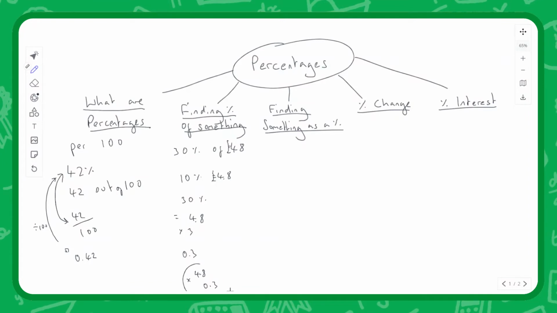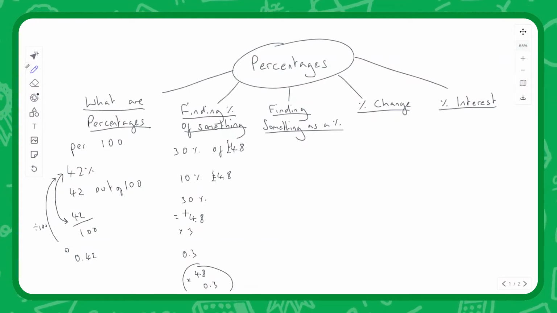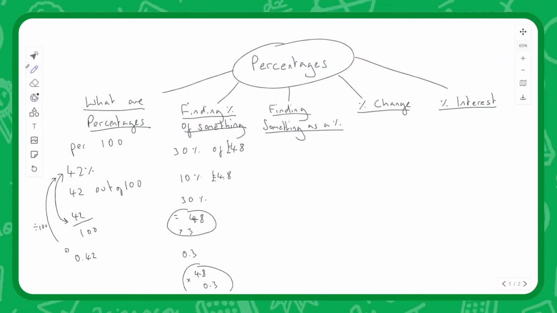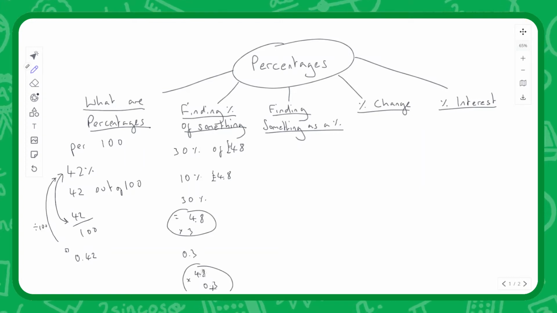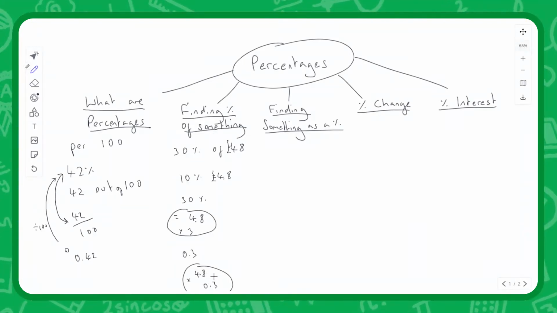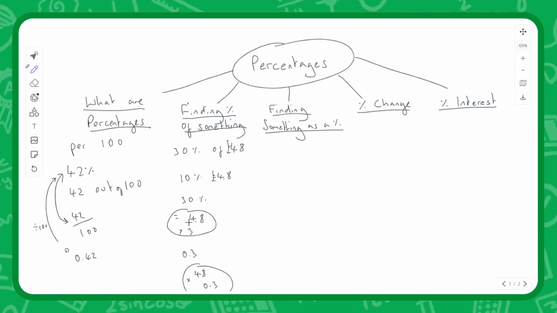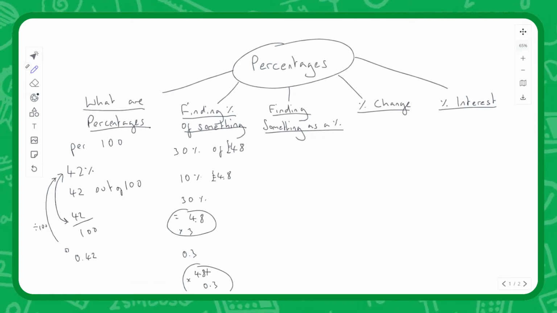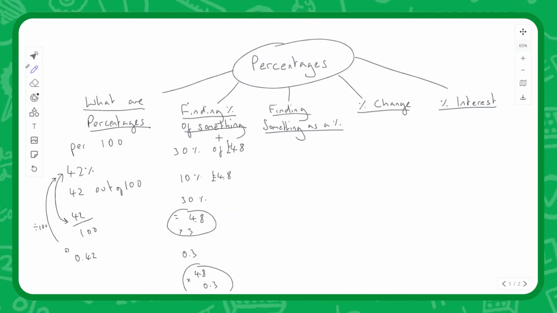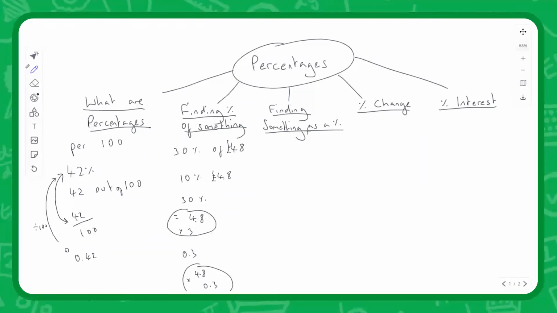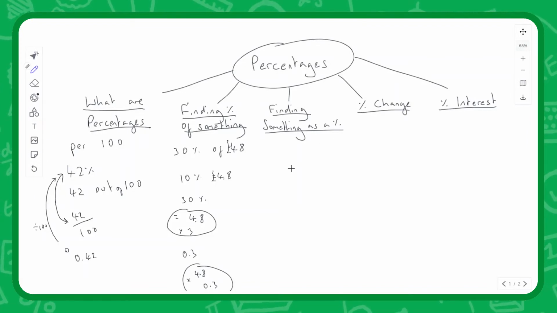Well, you can see in both ways of thinking, we're doing the same thing, right? We can either do 4.8 times 3 or 48 times 0.3. Both of these would give us the exact same answer, right? We've made the top number 10 times bigger and the bottom number 10 times smaller. So the answer will be the same, just two different ways of thinking about it. Finding something as a percentage.